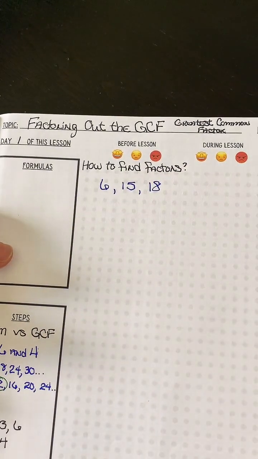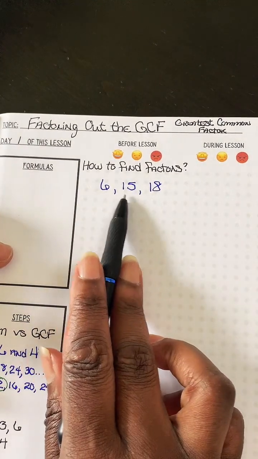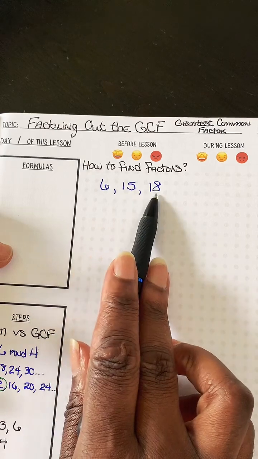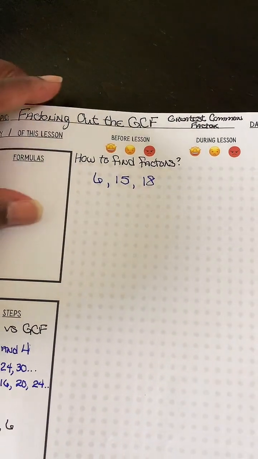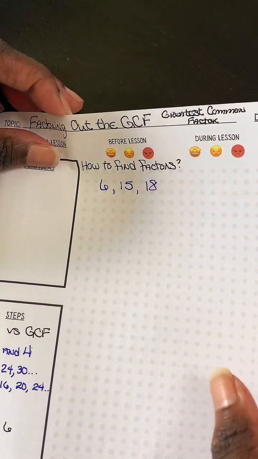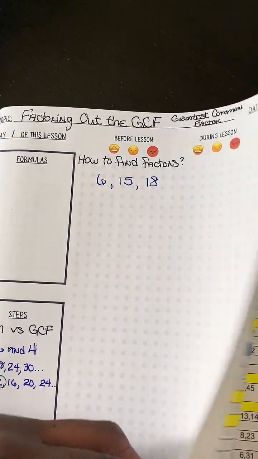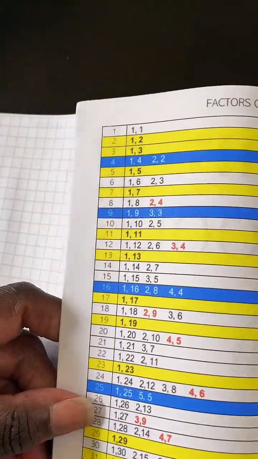Okay? We need to figure out which multiplication table contains the 6, the 15, and the 18. So I know some of you guys probably are like, I'm not that strong with my multiplication. Well, that's why I did this for my handy dandy Ultimate Math Notebook.